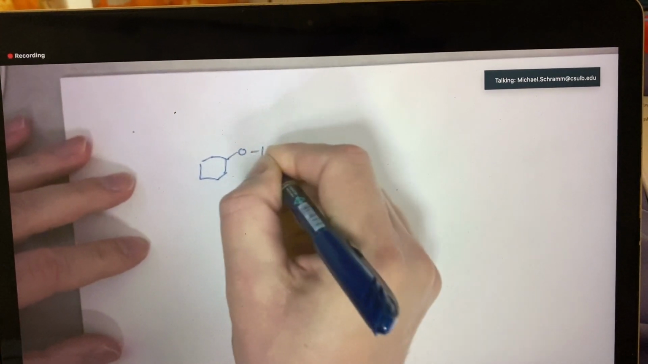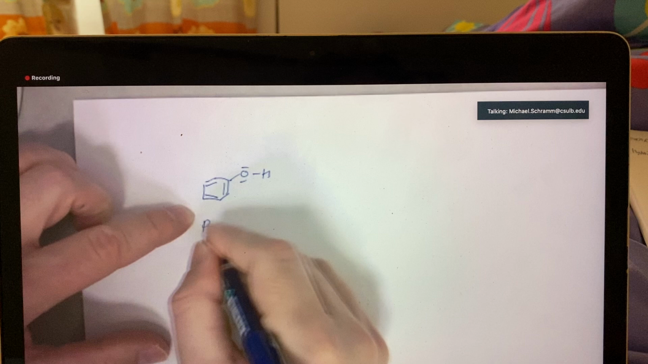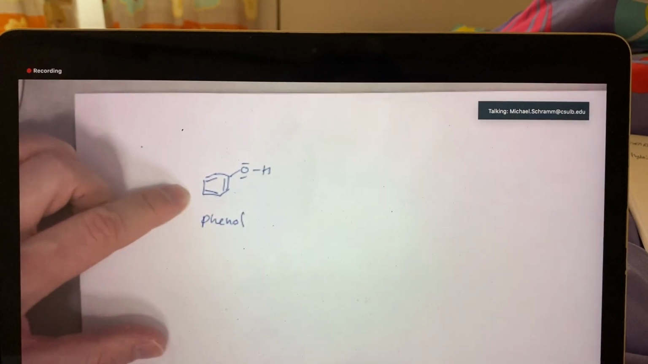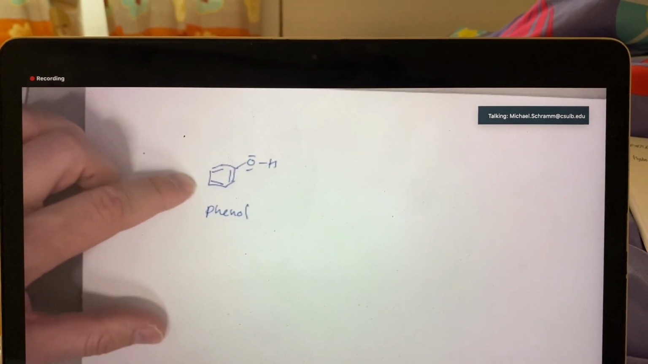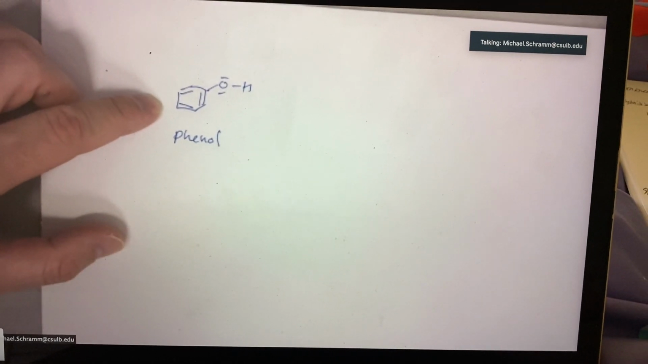alcohol altogether. This particular alcohol is known as phenol. It's an alcohol with a benzene ring attached to it. And you haven't really learned about aromaticity. You won't till next semester, thank God. I don't have to teach you this, and you don't have to think about it for a while.